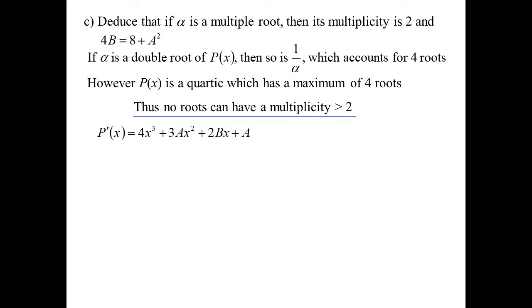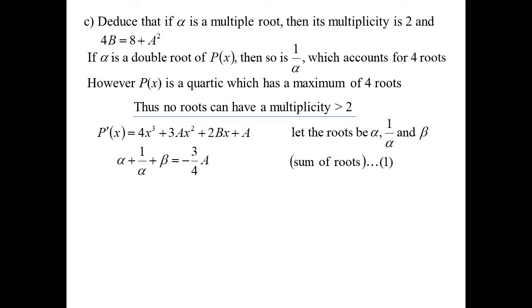So no roots can have multiplicity more than 2. There's our derivative, because we're still going to prove this 4b is equal to 8 plus a squared. How am I going to do that? Well, I'm going to find the derivative, because now I know it's got multiple roots. They will also be solutions to the derivative. Alpha is going to be a solution, because it's a double root. 1 on alpha is going to be a solution, because it's a double root. There must be a third solution in there, which I don't know what it is. I'll just call it beta. That's going to have 3 solutions.